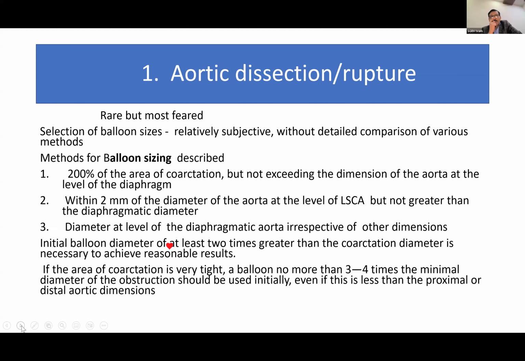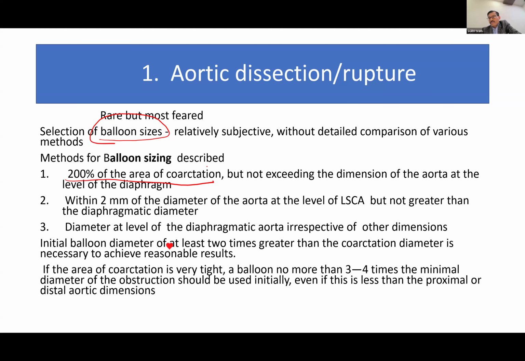The most common reason is balloon size, because balloon sizing is relatively subjective. Multiple methods are used for balloon sizing, and there is no detailed comparison of the various methods, like how do you decide a balloon size? There are three methods a lot of people use, but there is no comparison available of which is better, which can avoid aortic dissection. One of the methods is double the area of the coarct segment.